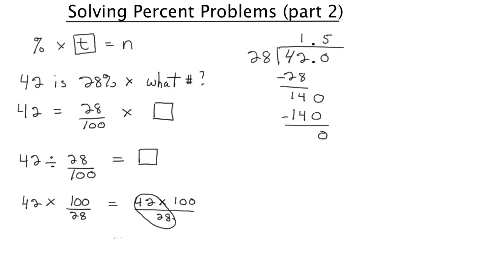So what does that give me? I'm over here now. I'm left with 1.5 times 100. All I did was 42 divided by 28, which is 1.5. 1.5 times 100, multiplying by 100 moves the decimal to the right twice. I get 150. So 42 is 28% of what number? It's 28% of 150.